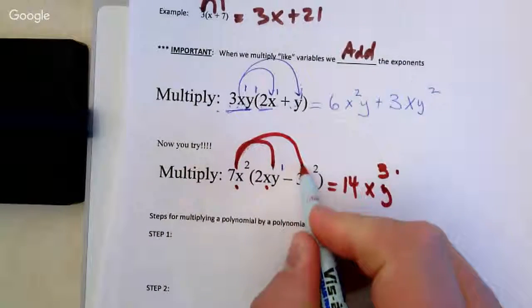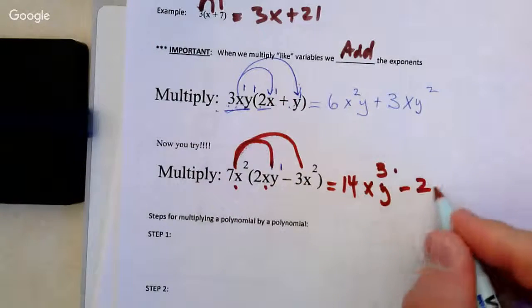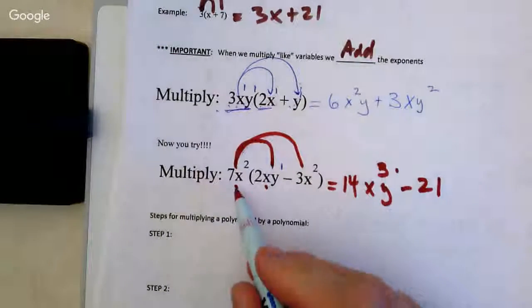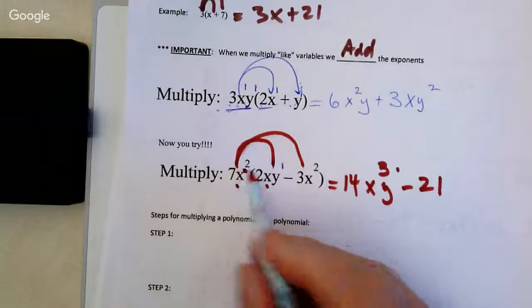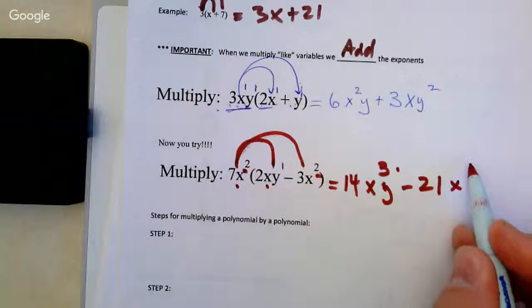Distribute it to the next one. 7 times negative 3 gives me a minus 21. X squared times x squared. Okay, I add the exponents. 2 plus 2 gives me x to the fourth. There we go.